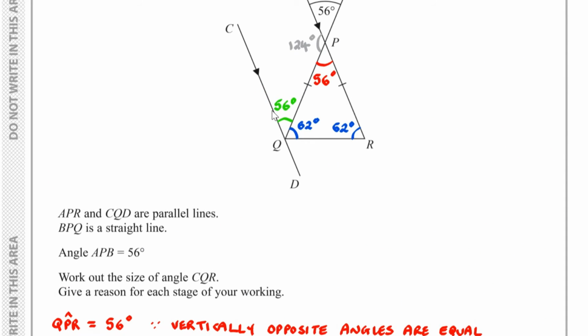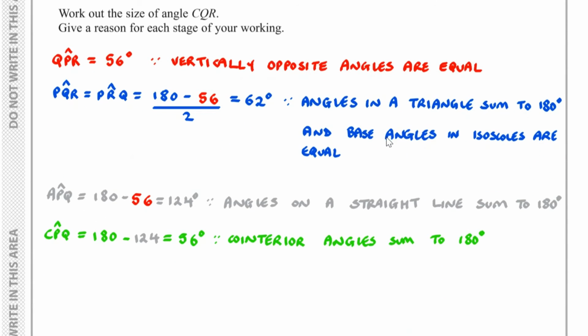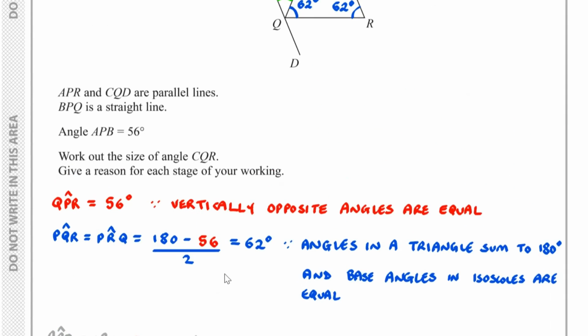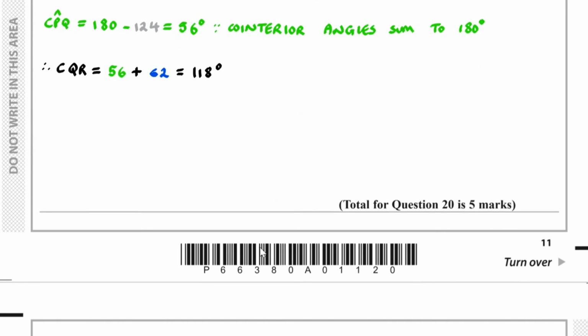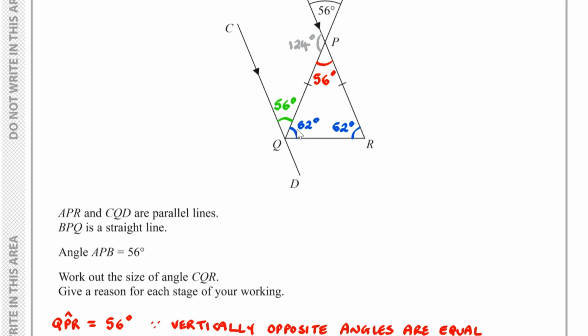And therefore, to find the angle CQR, CQR then is equal to the 56 plus the 62, which is equal to 118. So I've got 118 degrees. And that's exactly what I wanted to find out, because I've got this angle plus this angle.